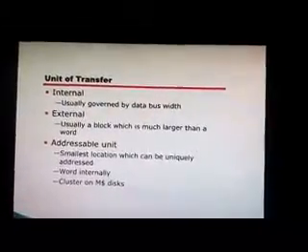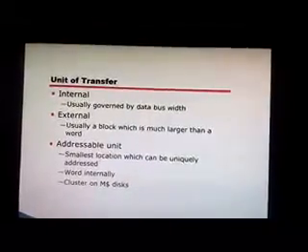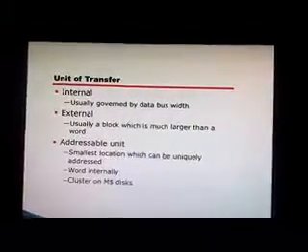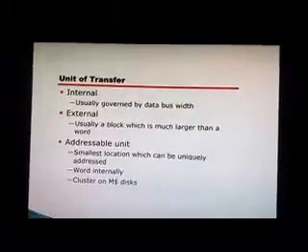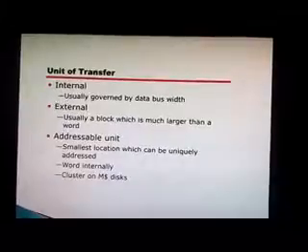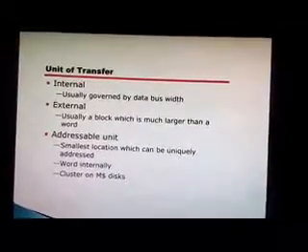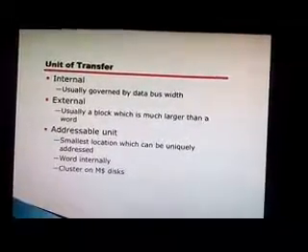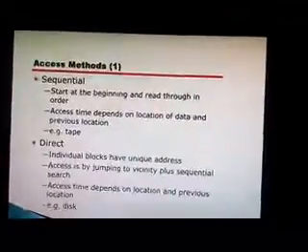Unit of transfer. Internal: usually governed by data bus width. External: usually a block, which is much larger than a word. Addressable unit: the smallest location which can be uniquely addressed. Words internally, clusters on disk.